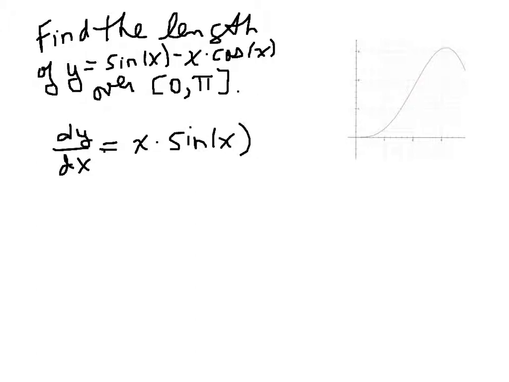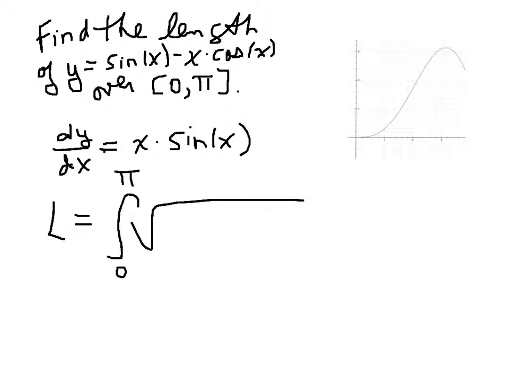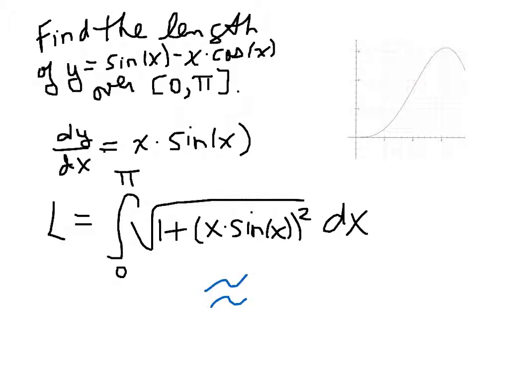And so just using our formula, this length is equal to the integral from 0 to pi of the square root of 1 plus (x times sine of x) squared dx. And as before, we either stop here, or if we're given license to use our graphing calculator, we find out that this is about 24.6984.